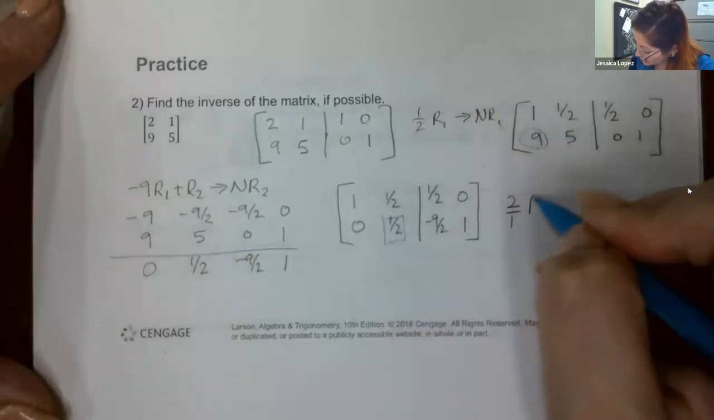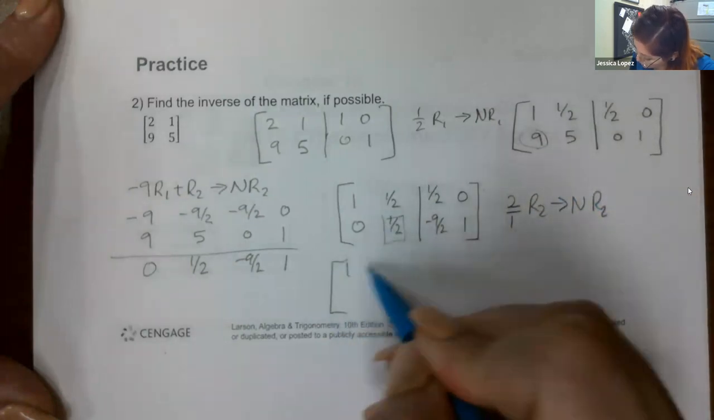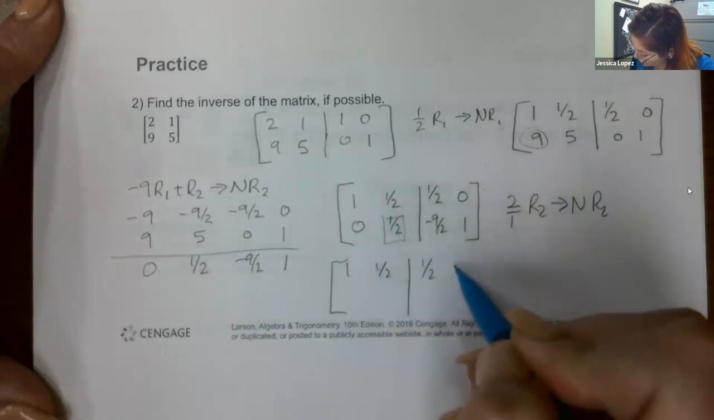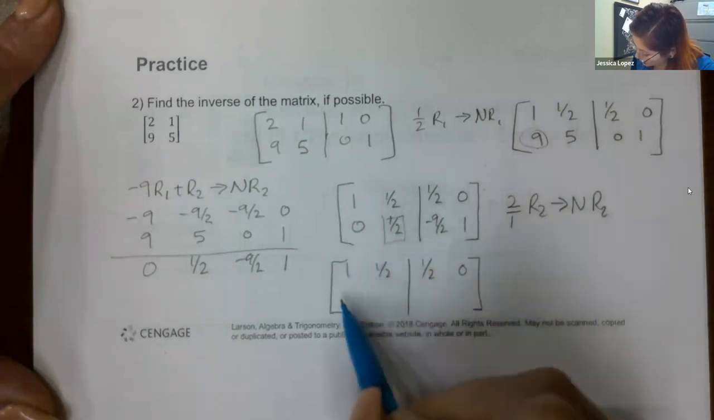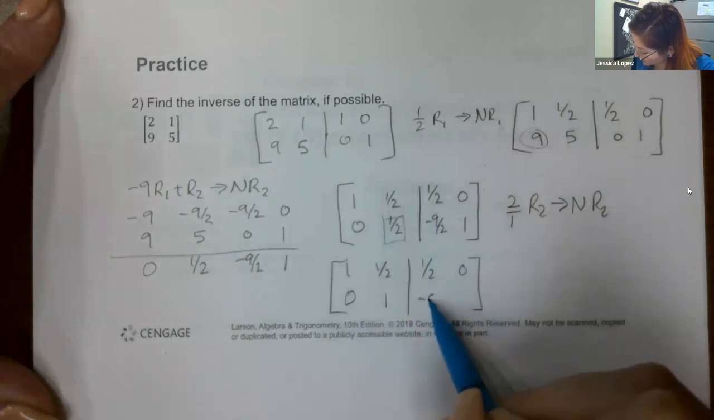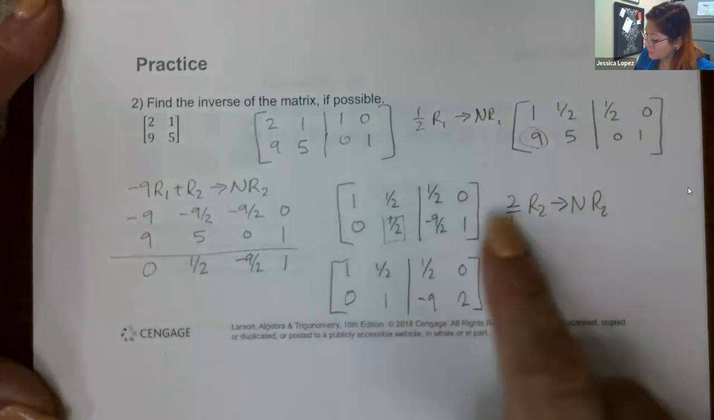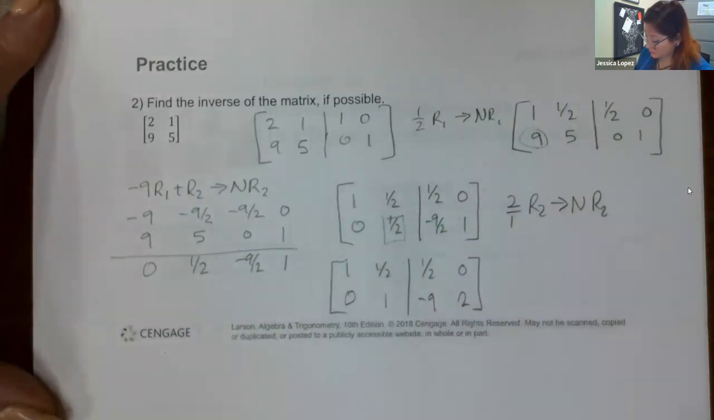Now I want to multiply by the reciprocal to turn this into a 1. So 2/1 times row 2 to get me my new row 2. So row 1 is going to stay the same. And then row 2 is going to be 0. Flip that over is 1. Flip this over is going to be negative 9. And that's going to be 2. Again, you can do all the products in the calculator if you need to get those results.